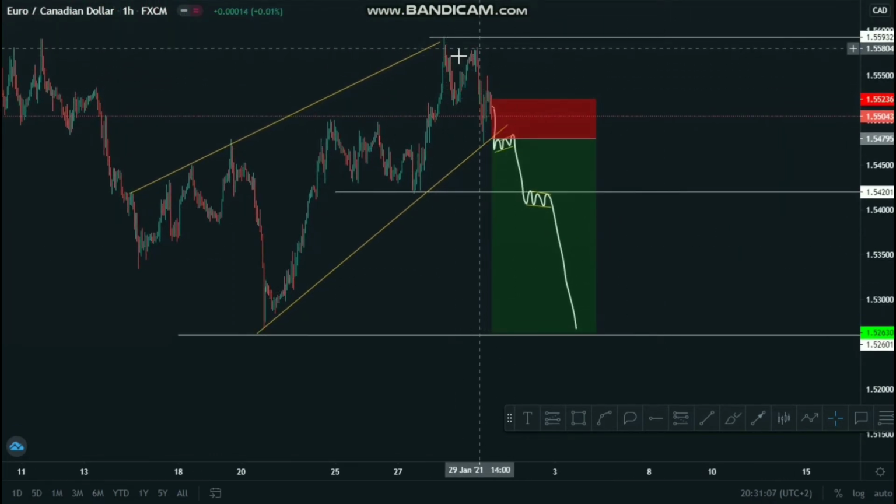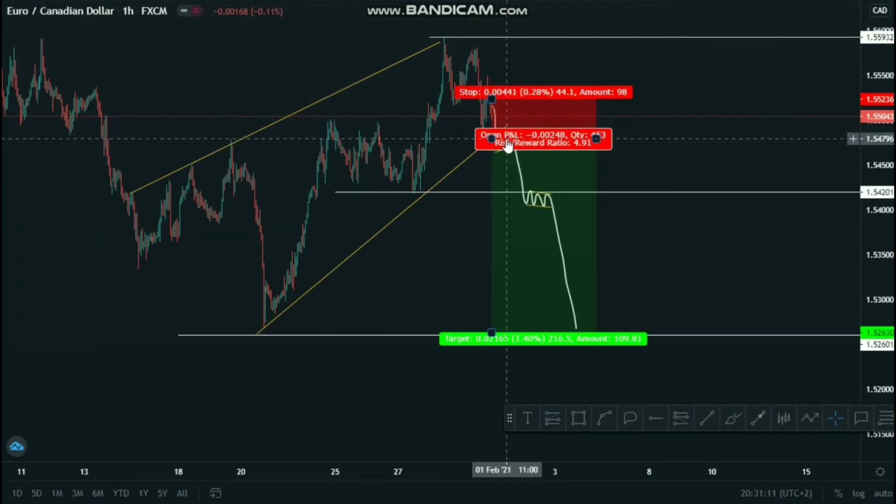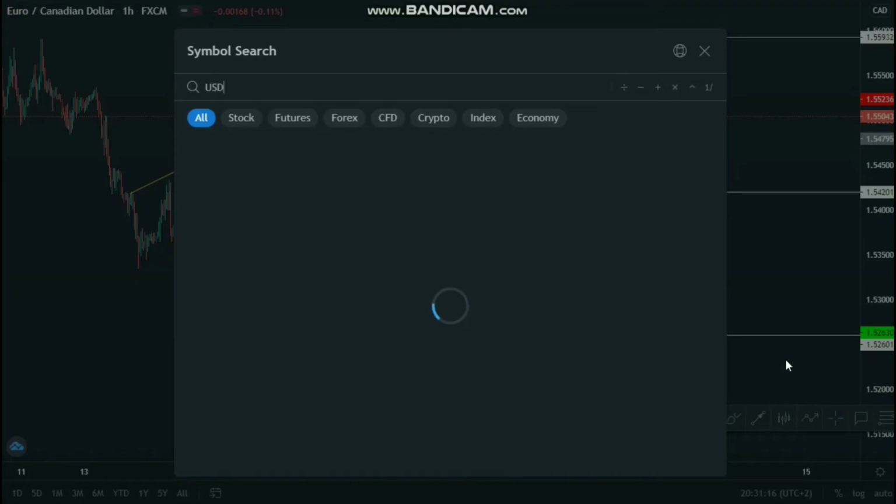Double top signaling selling pressure to the downside. We're expecting a breakout at this level in order for us to have selling entries up until this level. So let's move into our next pair, which is USD-CAD.